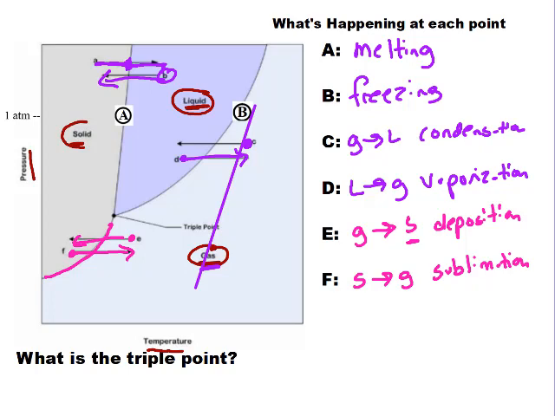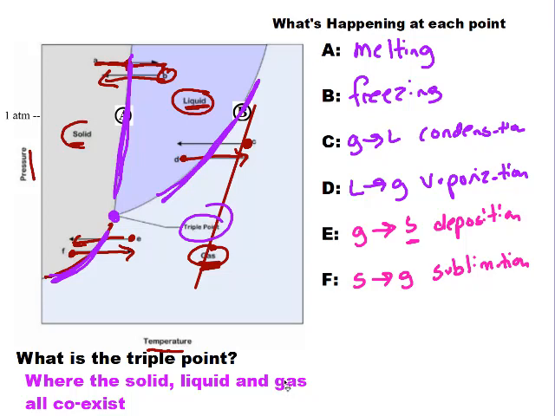One point that we haven't talked about is this one in the middle. So here we have solid and liquid. Here we had liquid and gas, solid and gas. So in the middle, we have the triple point. The triple point is where the solid, liquid, and gas all coexist.